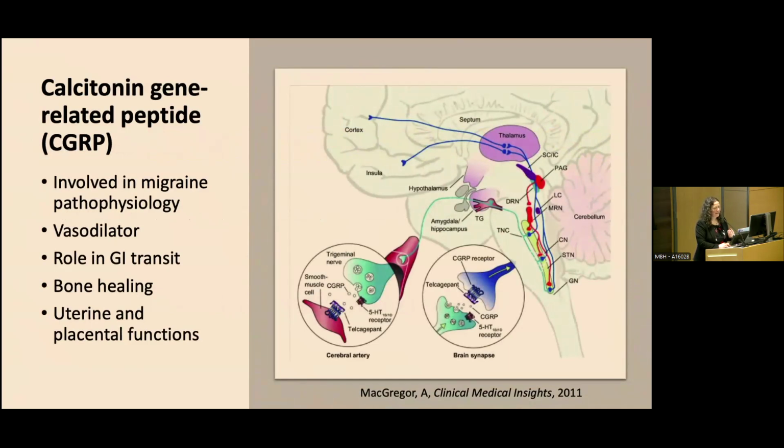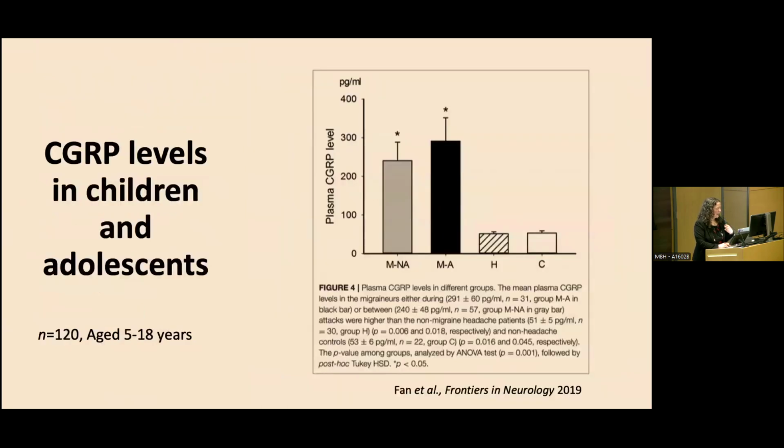This is a small peptide that is involved in a number of things in the body, has a vasodilatory function. It's involved in pregnancy and maintaining placental function. It's involved in the gastrointestinal system and helping things move on through. It's involved in bone healing. So it has a number of different roles in the body. But for people who have migraine, serum CGRP levels are higher than people who don't have migraine. And for people who have more frequent migraine, levels are higher than for people who have less frequent migraine. This is also true in children and adolescents.